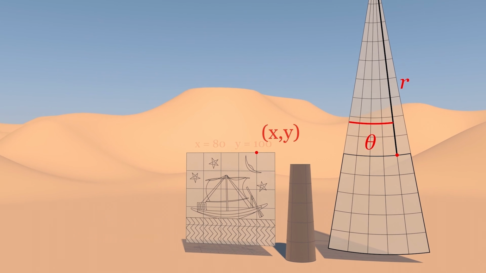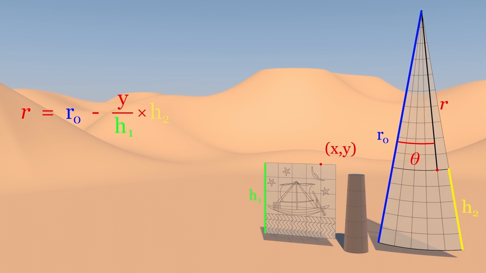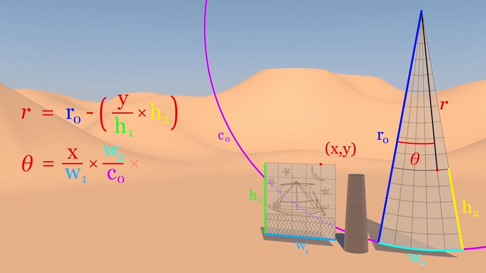And how are they determined exactly? With a little effort, we can work out these equations for our polar coordinates. R here is equal to the radius of the big circle we found by unrolling our cone, minus y divided by the height of our rectangular grid, multiplied by the height of the column surface. And theta is equal to our x value divided by the width of our rectangular grid, multiplied by the bottom width of our column surface, divided by the circumference of our big circle, multiplied by 360.